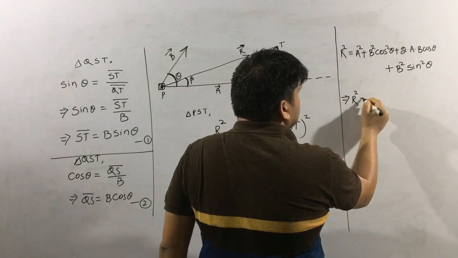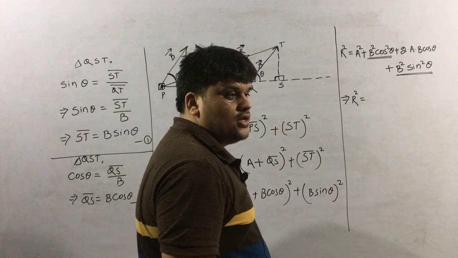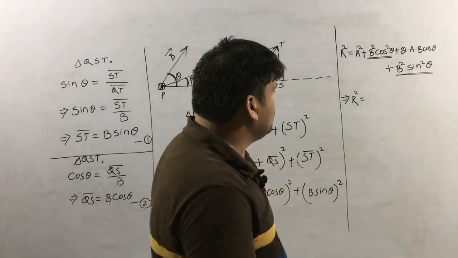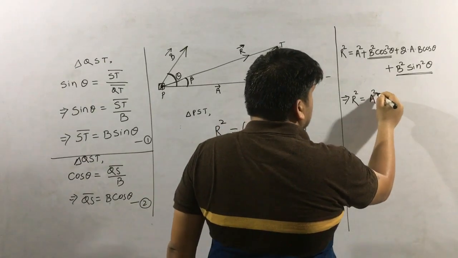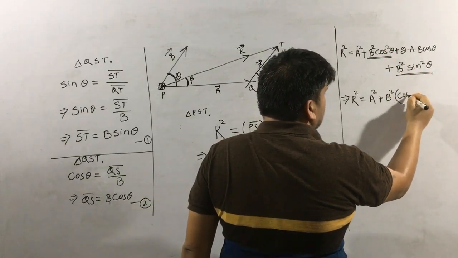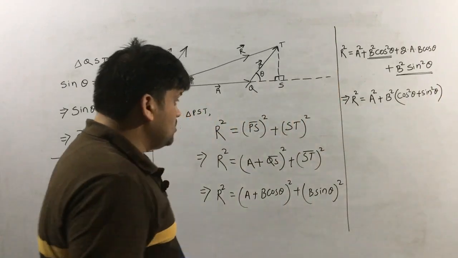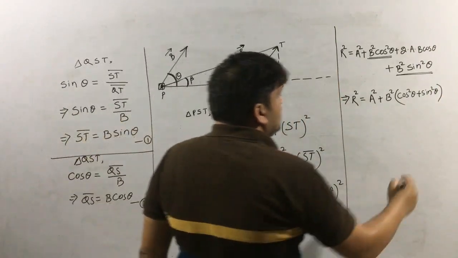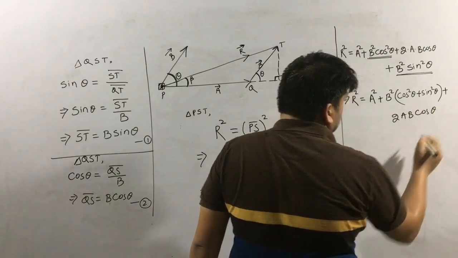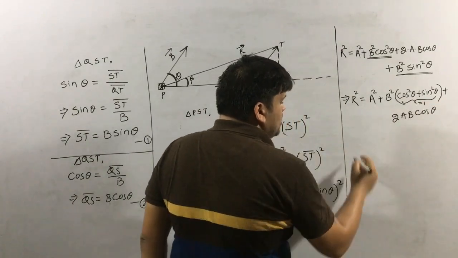So here I can write R square equal to, here you can see it is B square cos square theta and B square sin square theta, and we know cos square theta plus sin square theta is 1. So if you take them together, you can write it like this: A square plus, from these two terms, B square is taken common, cos square theta plus sin square theta, and plus 2AB cos theta. So this became 1, sin square theta plus cos square theta is 1.